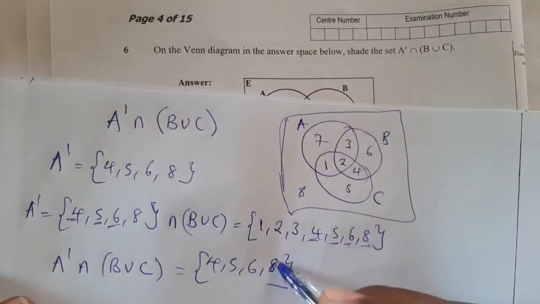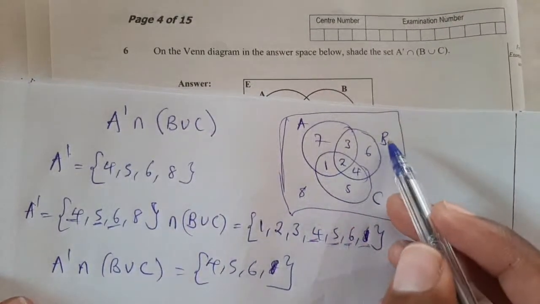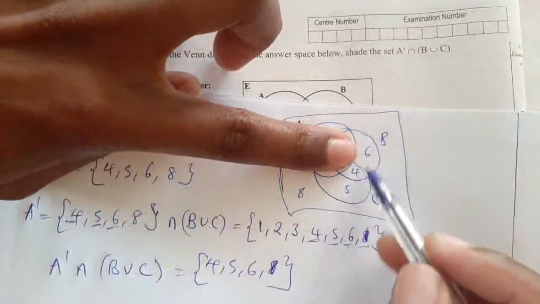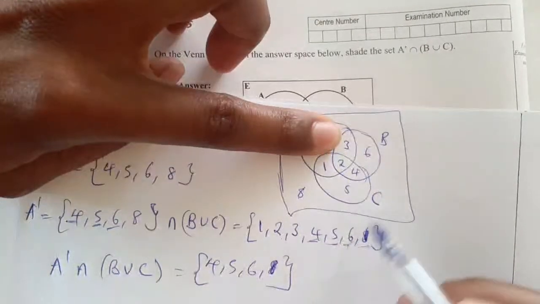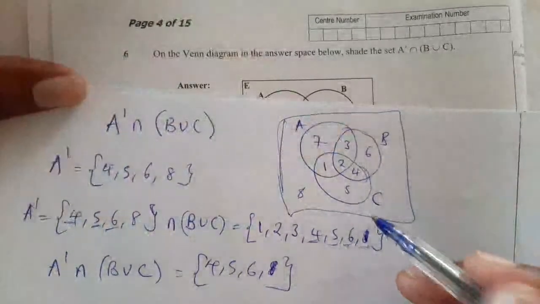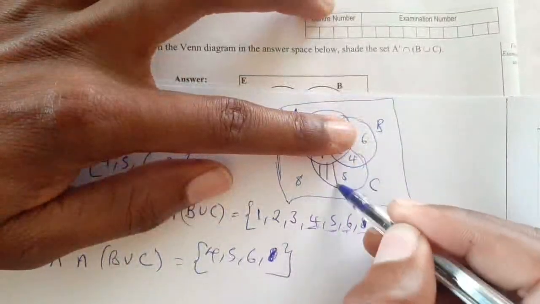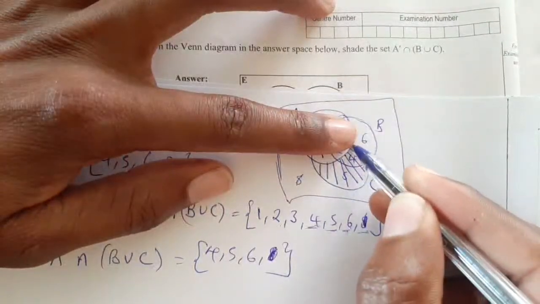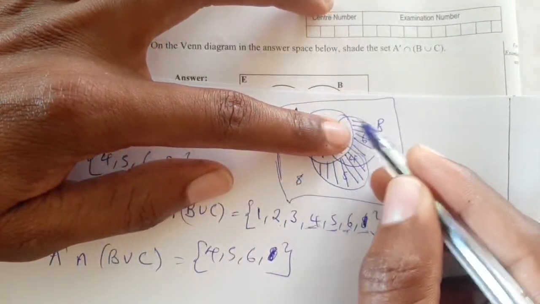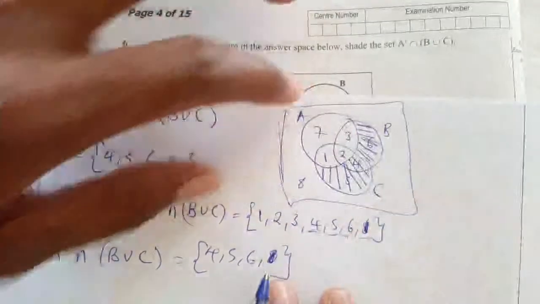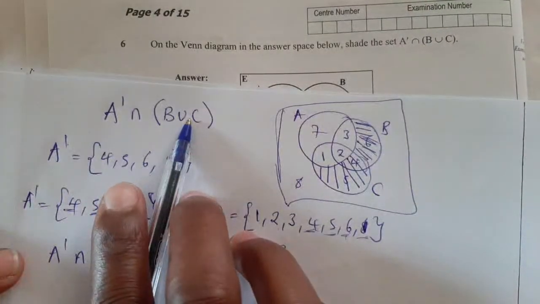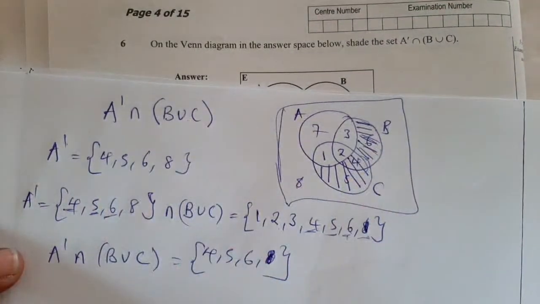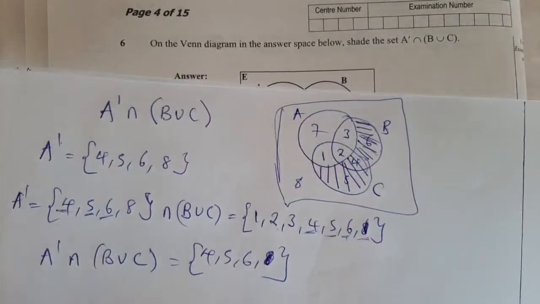Oh, sorry. The 8 is not there because it's a union of B and C. So we are just ending on 1, 2, 3, 4, 5, 6. I hope you're able to hear me on this other microphone. So these are the numbers that you're seeing here, and we're going to shade this portion here. This is the correct portion for A complement intersection B union C. This is the portion that you are supposed to shade. All right, we continue.